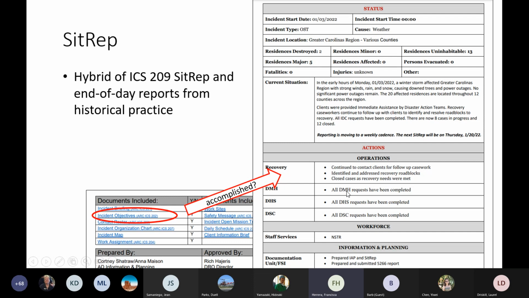You see disaster mental health, health service, and spiritual care, all indicating any requests they received were completed. So it's very clear based on this situation report that we're clearly in that recovery transition phase, and that's where the focus of the operation is.